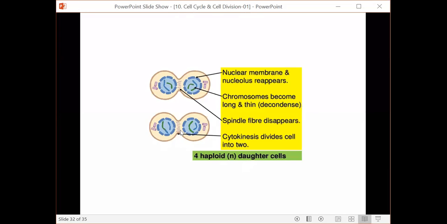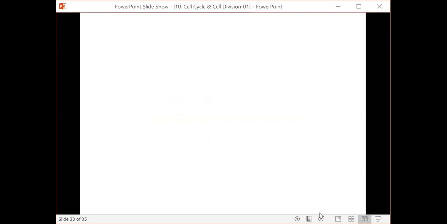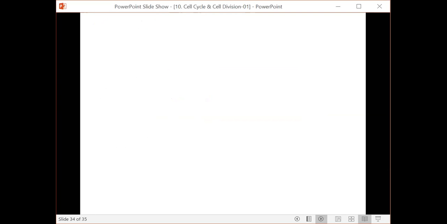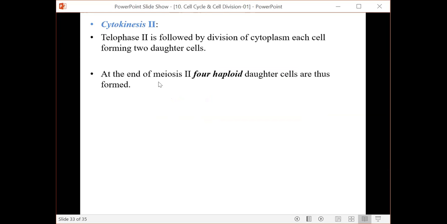The pattern is the same. In plants, there will be formation of a cell plate in the middle, so from the center towards the periphery. In the case of an animal cell, it will be from the periphery towards the center, forming a cleavage furrow. So that is what cytokinesis 2 is. Why are four cells forming in this case?